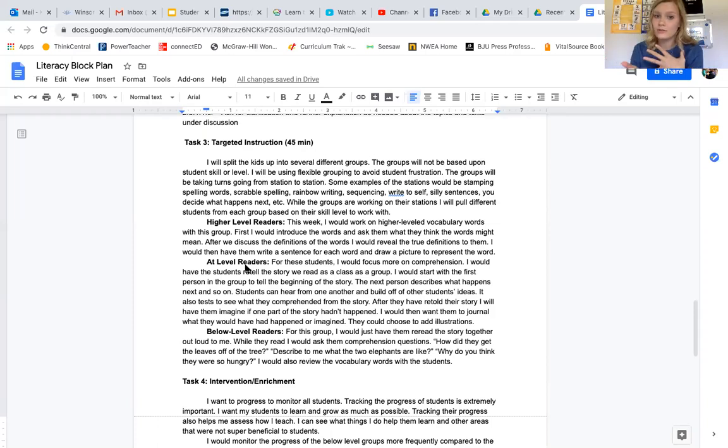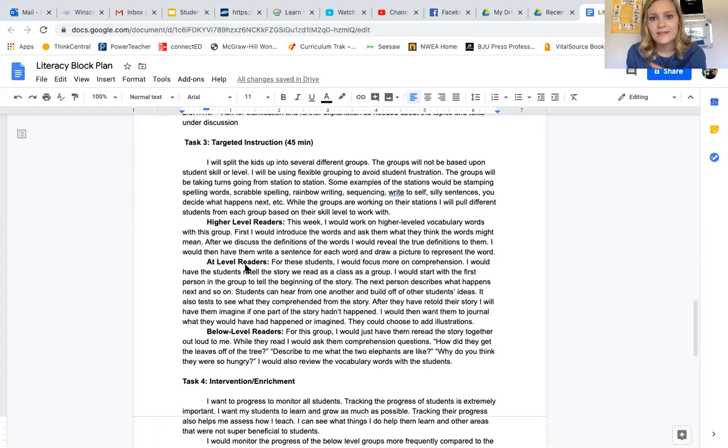So I would do flexible grouping, which means that I would have some high, some low, some average students all in one group, and that way they really don't know. They'd all be working on the same thing at each station. Some examples of the stations would be stamping spelling words. I'd have stamps with letters, and they would stamp the words. Scrabble spelling, using Scrabble pieces and counting up how much their word is worth. Rainbow writing, where you use different colored pens and kind of silly pens to write the words. It's fun. They like that.